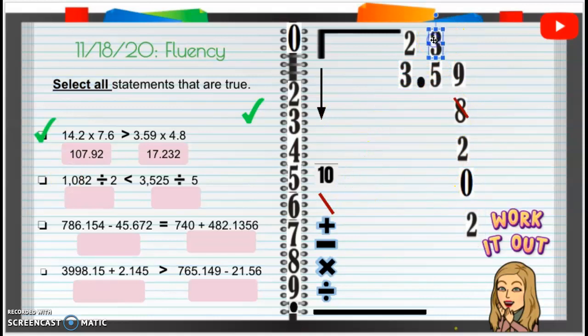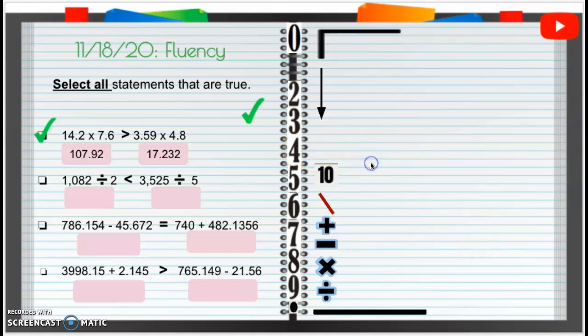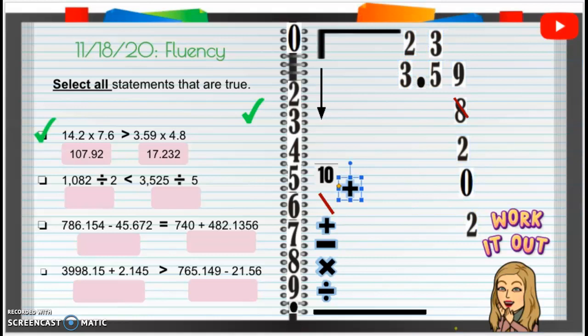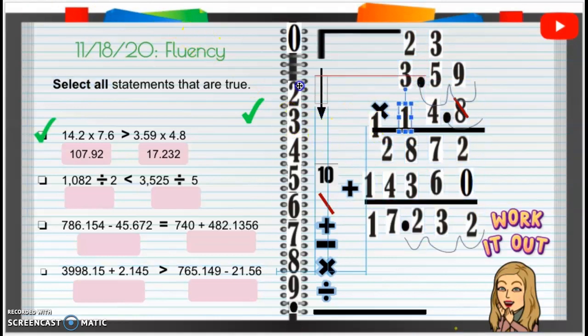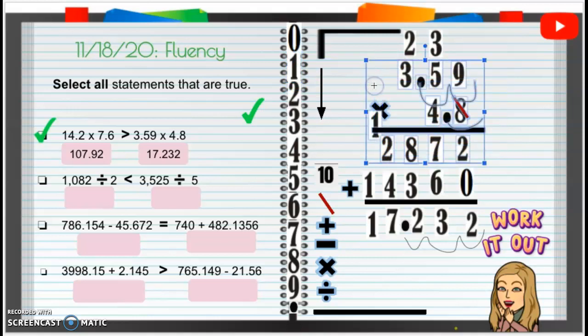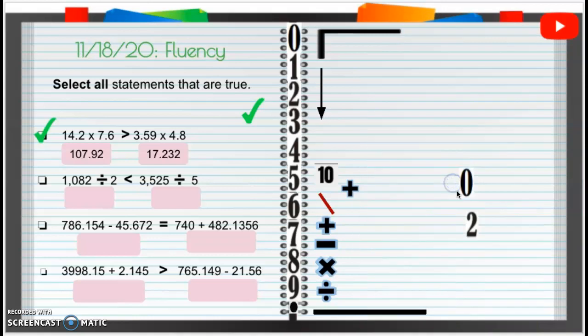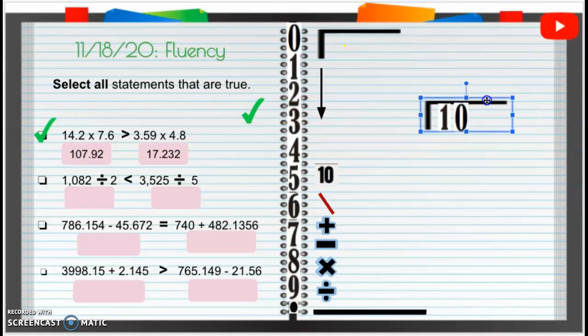All right, next one, division. Here we go. We're going to divide. 1,082 divided by 2. Where did all my ones go? Oh, because we used them all. Let's get some more ones. Okay, here we go. Now 1,082, so 1, 0. That's going to go on the inside of our house, because that is our dividend.